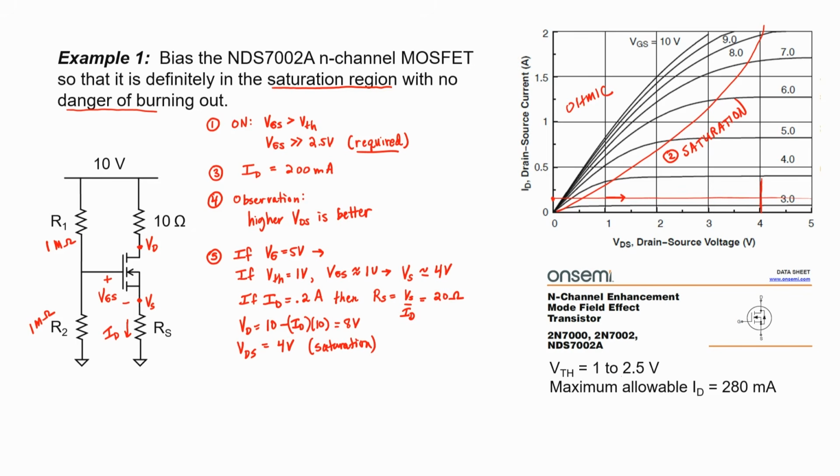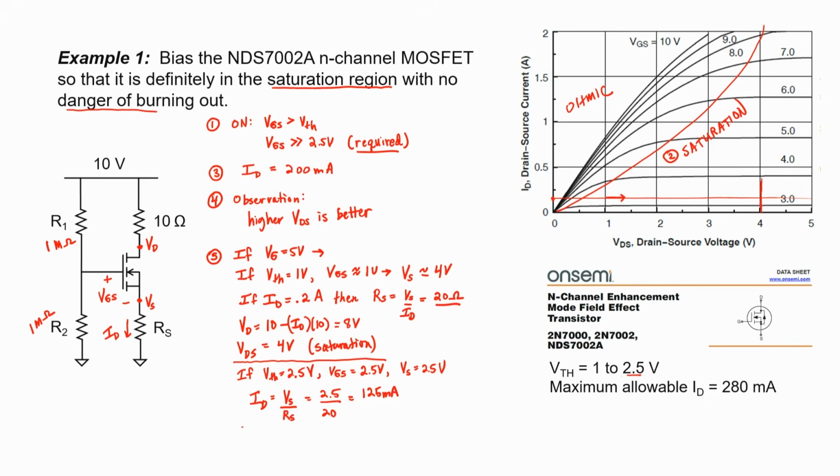Now let's consider what would happen if our threshold voltage were not 1 volt, but rather 2.5 volts. If the threshold is 2.5 volts, then when the transistor is on, the gate source voltage is going to be nearly 2.5 volts as well. With our gate voltage of 5, we would then expect a source voltage of 2.5 volts. Let's find our drain current. Our drain current is going to be our source voltage divided by our source resistor, which we've already chosen. We wind up with 125 milliamps. That's lower than the maximum allowable drain current, so we're okay here.